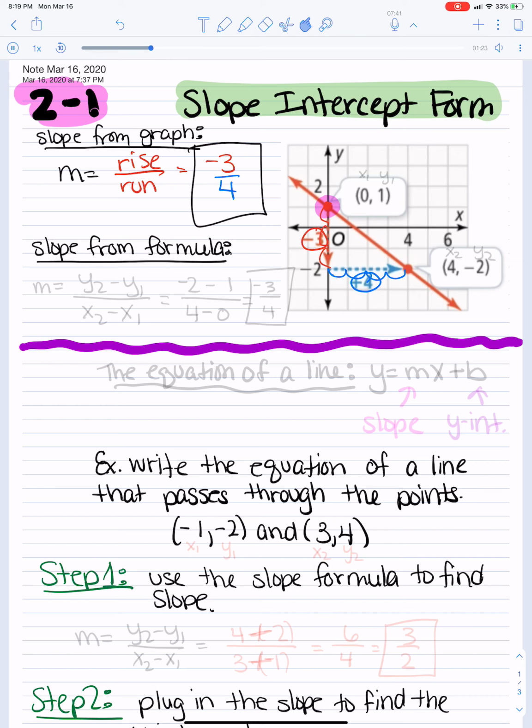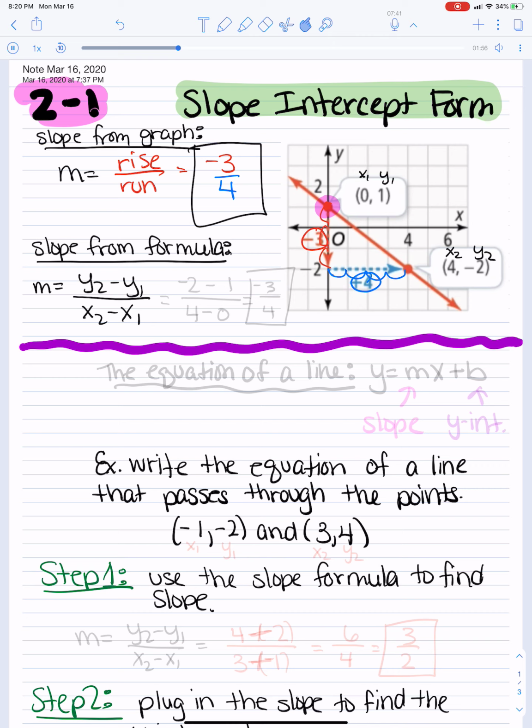All right, we can also find slope from the formula. So if we were given 2 points, we can take this first point here. Remember, this is my x1, y1, and then my second point down here to the right would be my x2 and my y2. So we can take those 2 points and find the slope. So the formula for slope is y2 minus y1 over x2 minus x1. Okay, that should sound familiar. We've gone over that plenty of times.